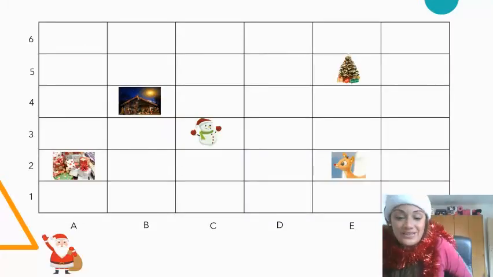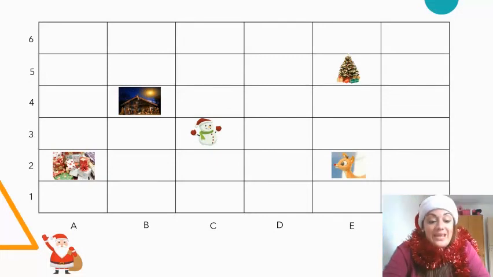Over here we have a grid, children. Now, if we look along the bottom and down the side, we can see numbers and letters. They are very useful because they help us locate exact places on the map. The letters along the bottom tell us how far across, left or right, an object is, whilst the numbers on the side tell us how far up or down a position is. We need them both, children, to describe and find one of the squares on the grid.